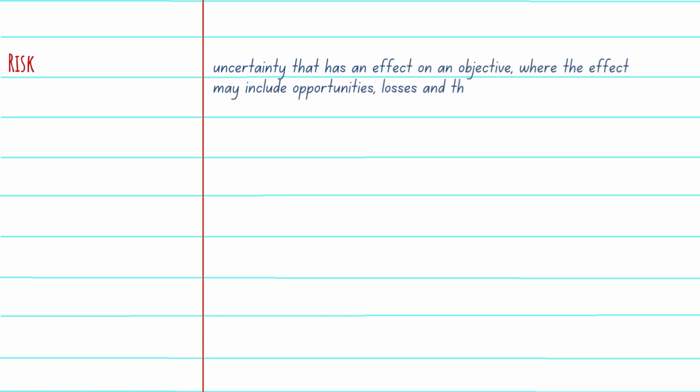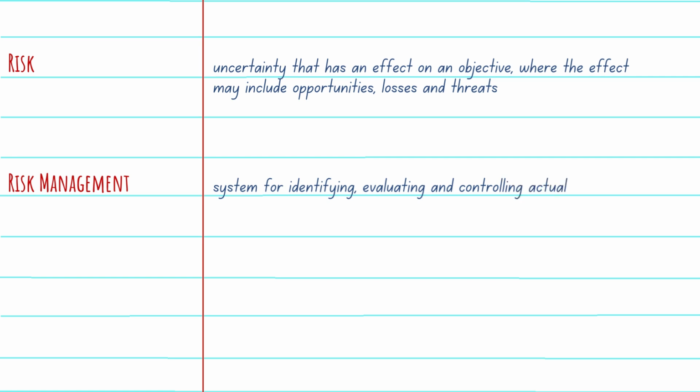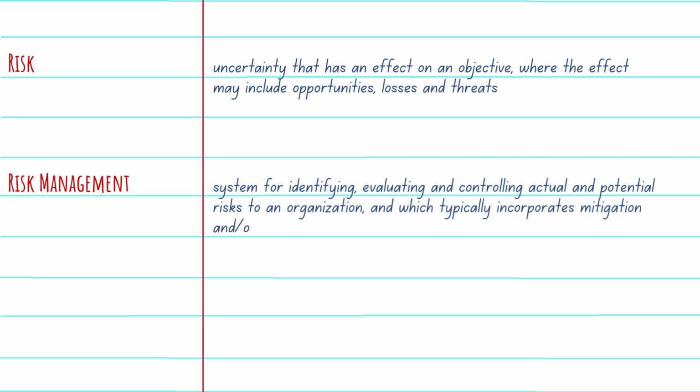A risk is an uncertainty that has an effect on an objective, where the effect may include opportunities, losses, and threats. Risk management is a system for identifying, evaluating, and controlling actual and potential risks to an organization, and which typically incorporates mitigation and/or response strategies, including the use of insurance.